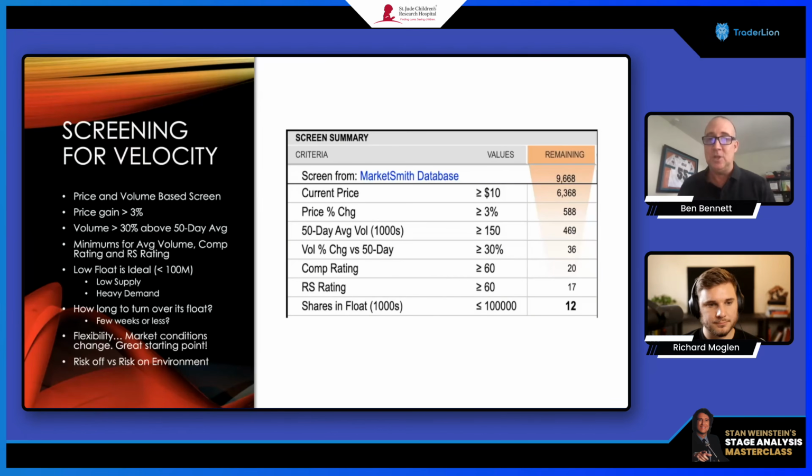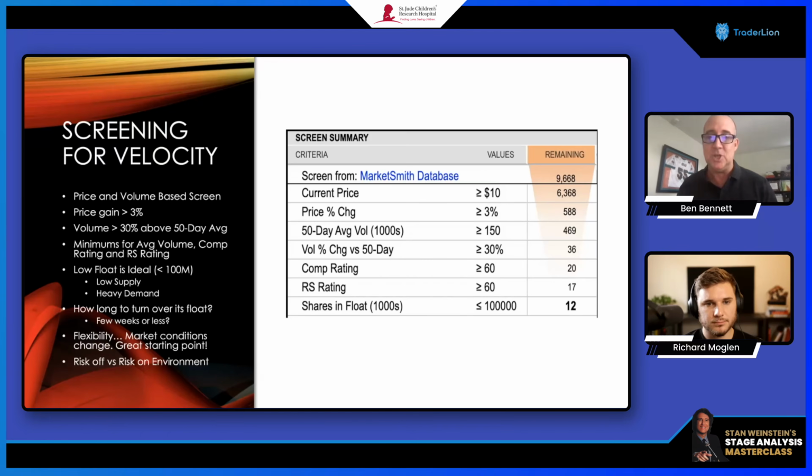Ideally, I like the low float names. In this case, and for this screen, 100 million is what I'm using for the float. And we're going to discuss this more. Lower is not always better, and sometimes a little bit above that can be good. We'll discuss that more when I get into the examples. But I would say 100 million is kind of a good area to draw the line.